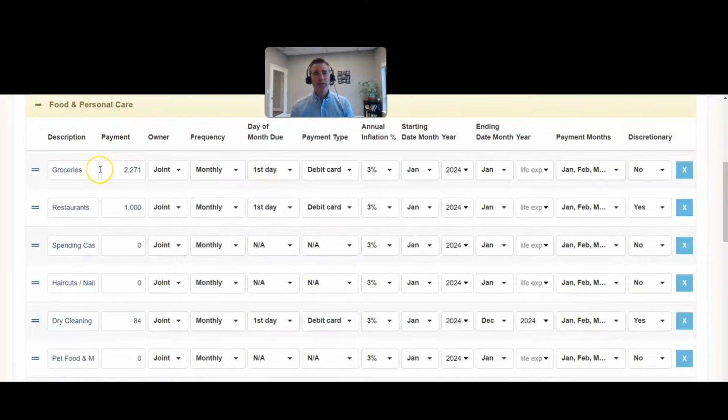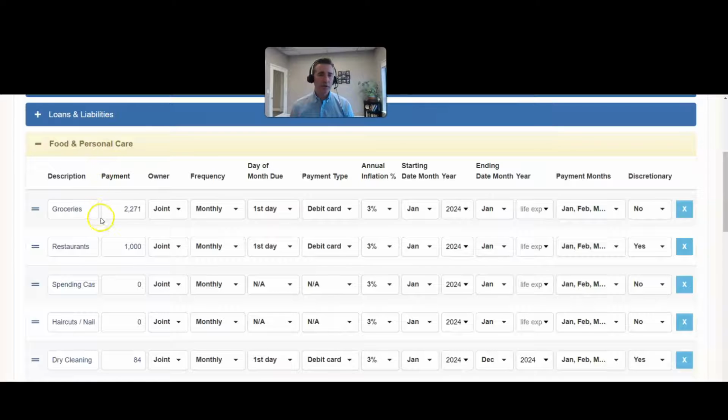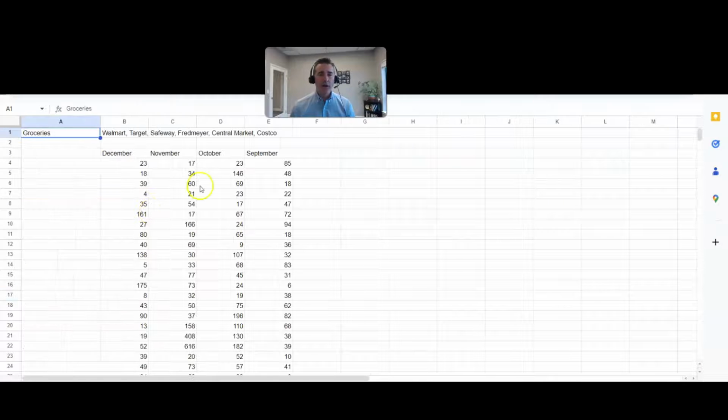The next area that some people can get hung up is on groceries. So what I encourage you to do, what I find is a lot of times people do all of their spending either on one debit card or one credit card. So if that's the case, just go through your debit card, and I'll show you what this looks like. So for groceries, we just went through their debit card transactions and said, okay, in September, they spent $85, $48, $18, $22, $47.